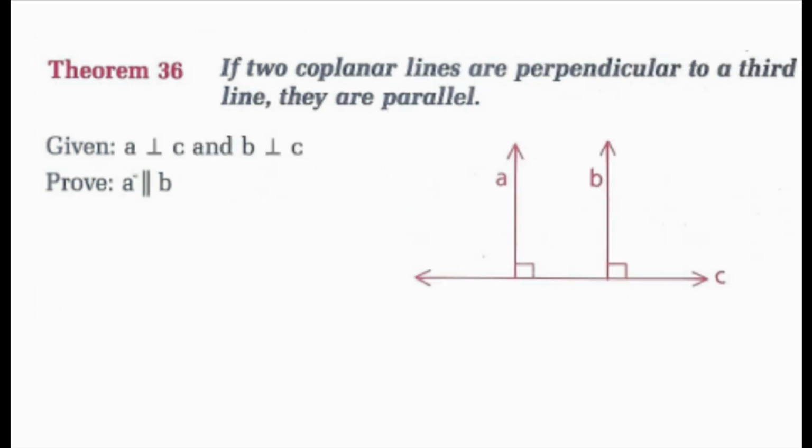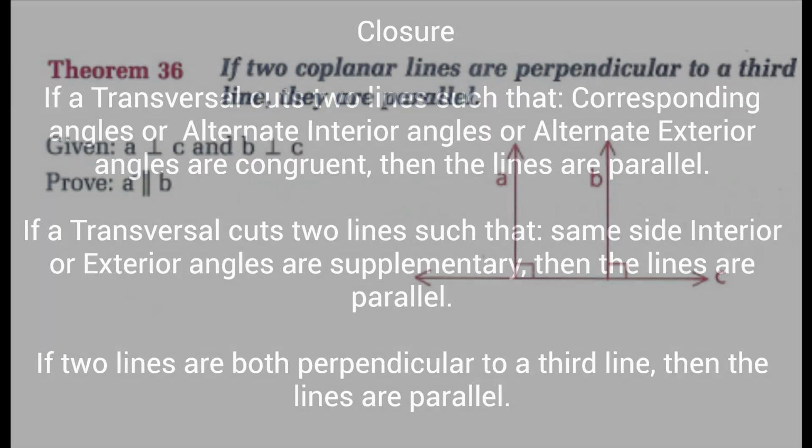Now my last theorem, if two lines are perpendicular to a third line, then the original two lines are parallel. So if I have line A perpendicular to line C and line B perpendicular to line C, they'll both create right angles. Notice those are corresponding angles, therefore corresponding angles are congruent. I would have parallel lines. So if I can show that two lines are perpendicular to the same line, then they're parallel.